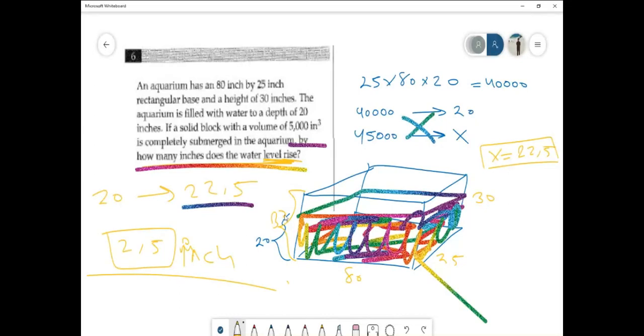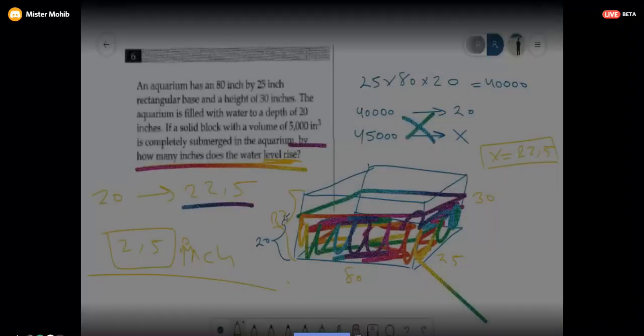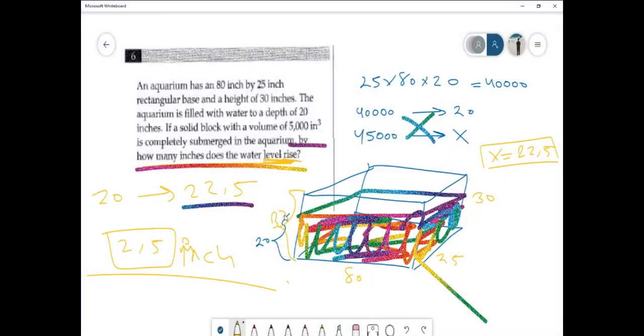For the first one, Mr., when you said 25 times 80 times 20, why did we do that? To find the volume of water. The water or the volume of the whole aquarium? No, I'm looking for the height of water, so I have to find the volume of water. The height of water is 20.